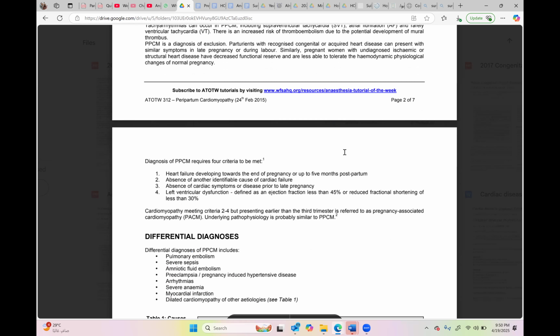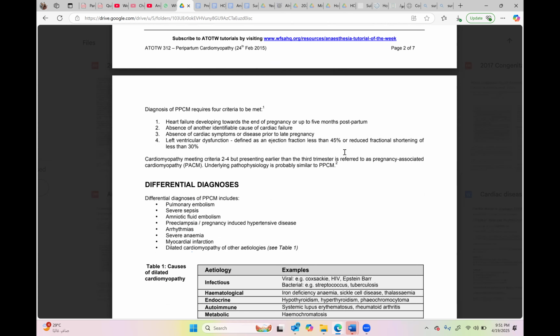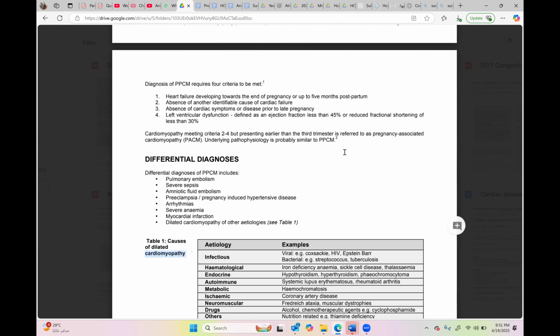It's a diagnosis of exclusion. So there is heart failure towards the end of the pregnancy and even after delivery. And there is no identifiable cause of cardiac failure. An absence of cardiac symptoms prior to late pregnancy. And there is severe left ventricular dysfunction. So that is the thing. And then the rest of the things are the same.